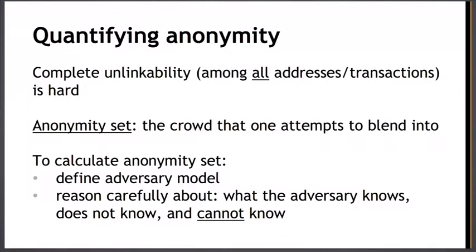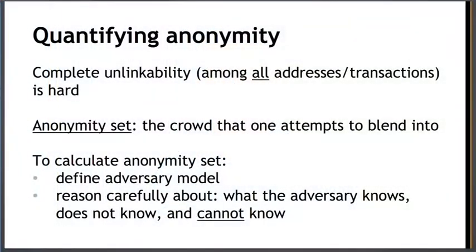And to calculate this anonymity set, it's not trivial at all. It takes a few steps. You have to first define concretely what your adversary model is. And you have to reason carefully about what that adversary knows, what they don't know, and what they cannot know. And there's no general formula for doing this. It requires carefully analyzing each protocol and system and doing it on a case-by-case basis.